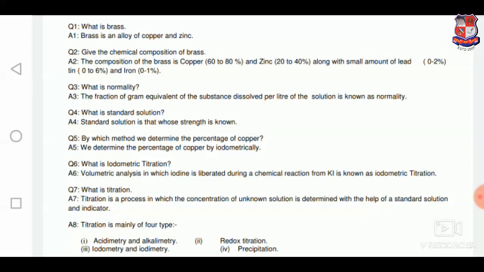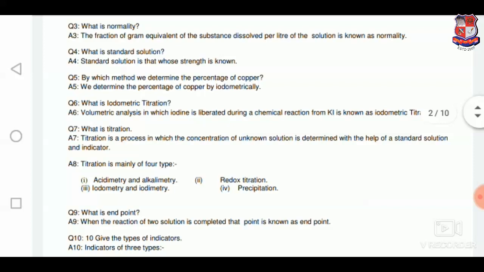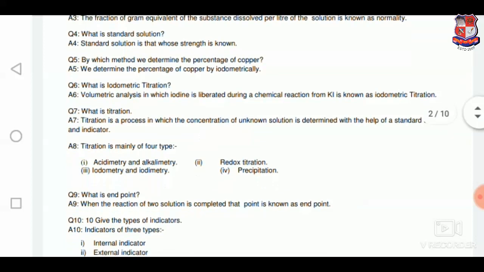The composition of brass is copper 60 to 80% and zinc 20 to 40%, along with small amounts of lead, tin, and iron. What is normality? The fraction of gram equivalent of a substance dissolved per liter of solution is known as normality. What is a standard solution? A standard solution is one whose strength is known. By which method do we determine the percentage of copper? We determine the percentage of copper iodometrically.